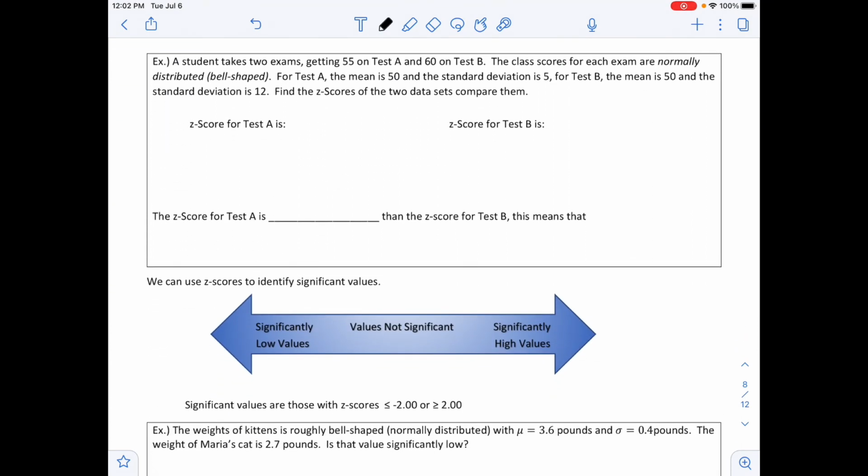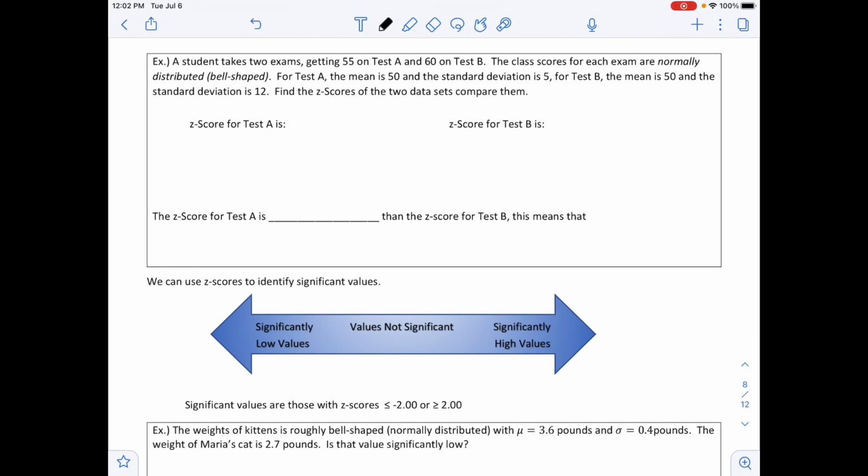We have an example that says a student takes 2 exams, getting 55 on test A and a 60 on test B. The class scores for each exam are normally distributed, or bell-shaped. For test A, the mean is 50 and the standard deviation is 5. For test B, the mean is 50 and the standard deviation is 12. Find the z-scores for the 2 data sets and compare them.